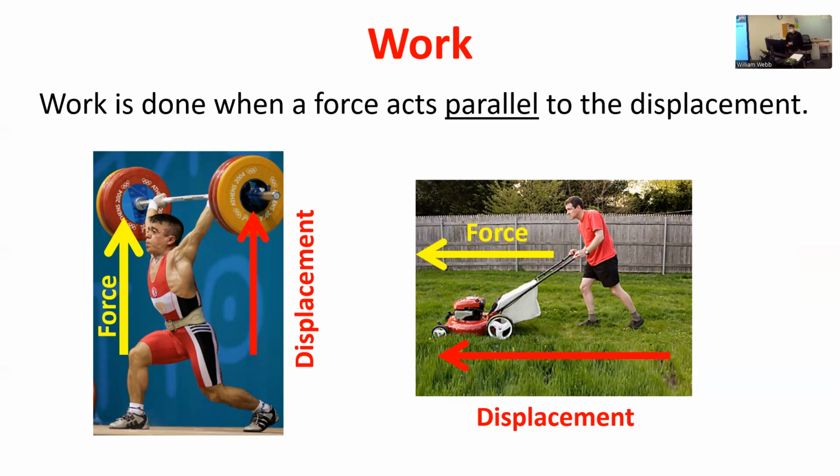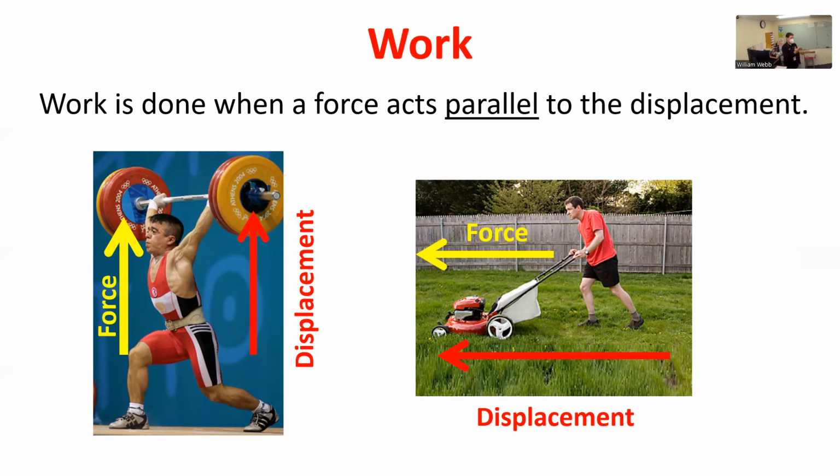Now we've got the other guy on the right here pushing the lawnmower. He is also applying a force, and it is displacing the lawnmower, and therefore he's doing work on the lawnmower. But is he literally pushing the way that yellow arrow points? No. He's pushing at an angle, right? So how would we figure out how much force is parallel to the direction of the lawnmower?